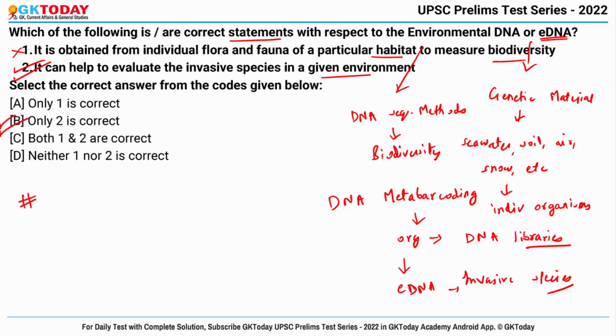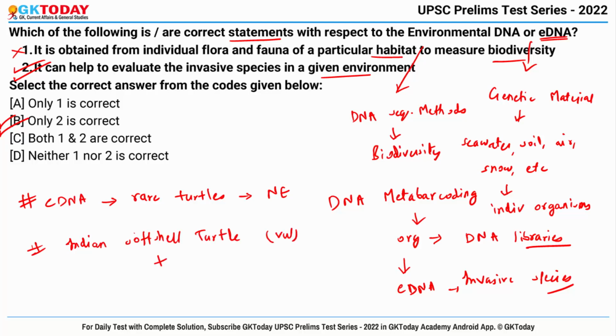Actually, the technique of extracting environmental DNA was used to confirm the presence of specific varieties of rare turtles in the ponds of Northeast. Due to the ritual nature of ponds, scientists were actually denied complete access to these ponds, and so this technique was used there. Also, Indian soft shell turtle, which comes under vulnerable category, and South Asian narrow-headed soft shell turtle, which comes under endangered category, were the species whose presence was confirmed by this technique.